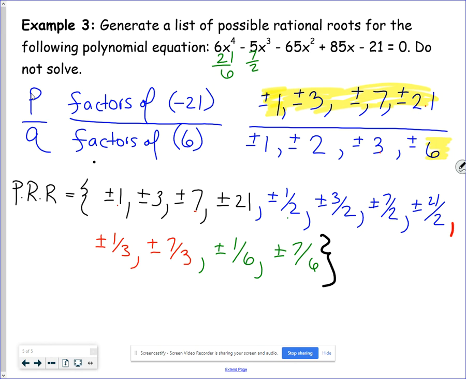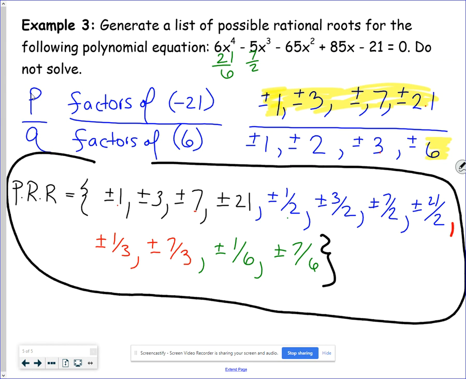Right here, it's a really large list. That's why I wanted to do this one. With all the ones we've done up to this point, they're pretty short. Now, if we were trying to solve this one, we would have to find one of these that works. There's a lot to choose from. We don't know which one works. Okay? But it says don't solve it. All right? So again, I want to see this every time, even on the ones that you're solving. I want to see this list. I want to see that list of possible rational roots. So be sure to show that.